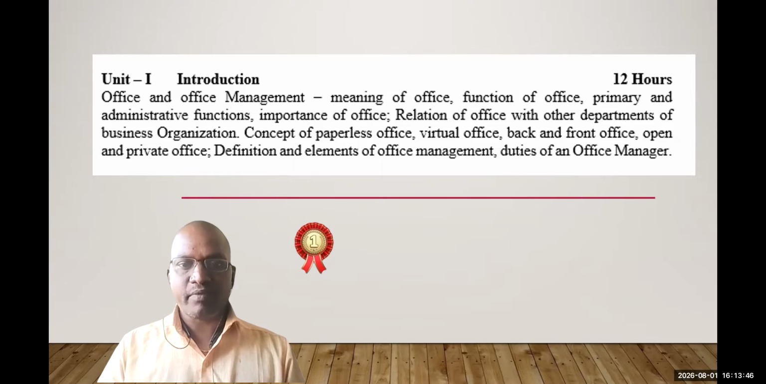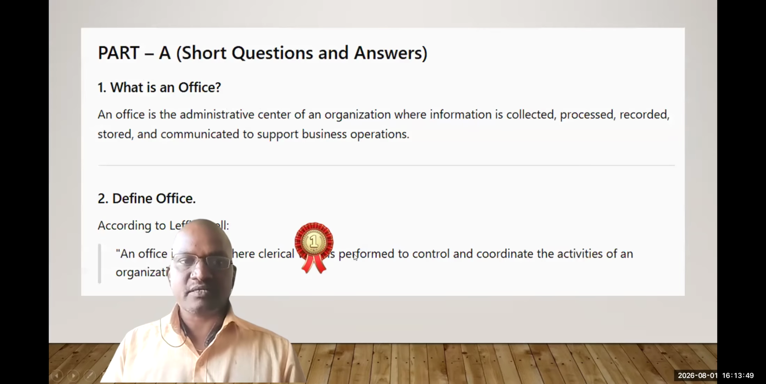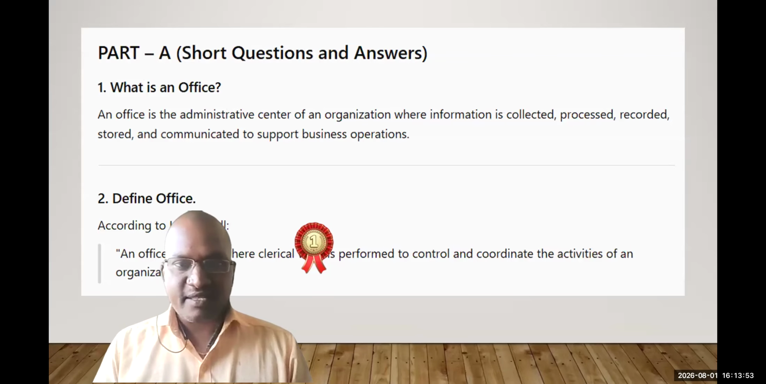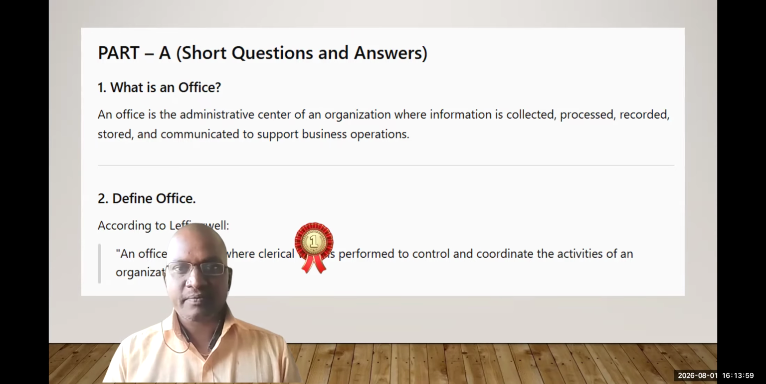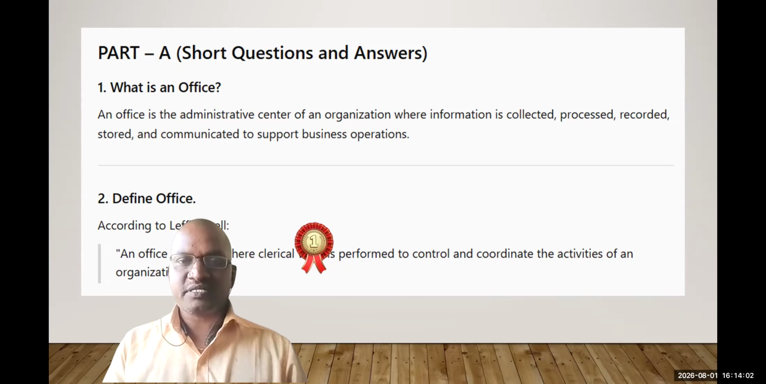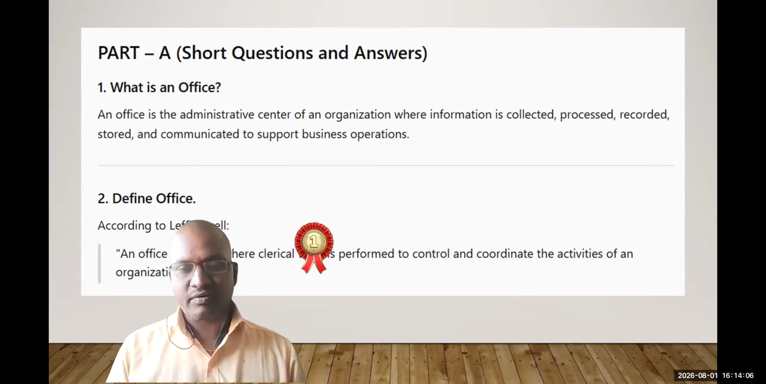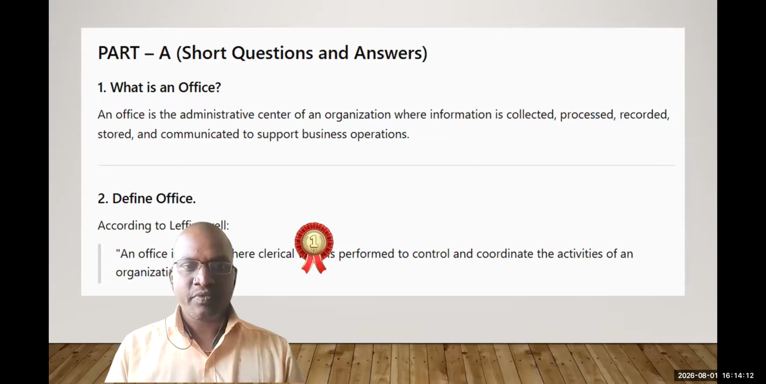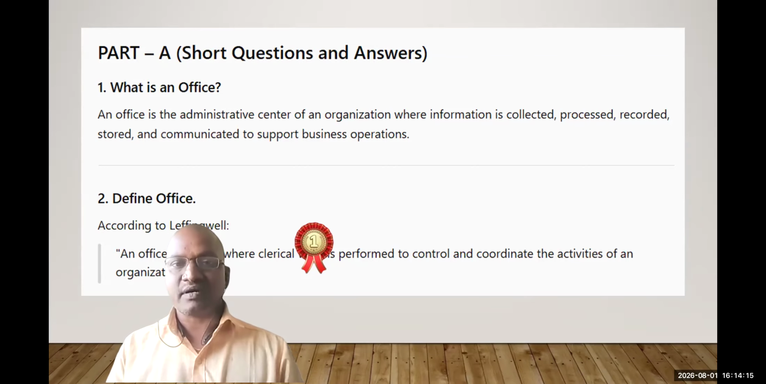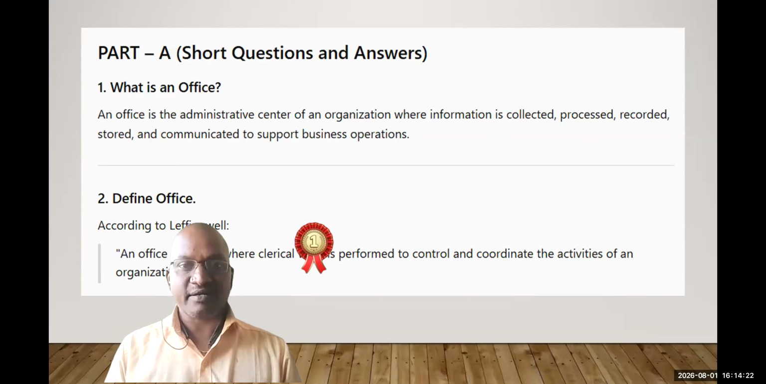First one, what do you mean by office, or the meaning of office? The office is an administrative center or a place of an organization. It is a place or administrative center from where all the administrative functions are carried out. So office is an administrative center of an organization where information is collected, processed, recorded, and stored. Then further, it is communicated to support the business operations. That is the office.